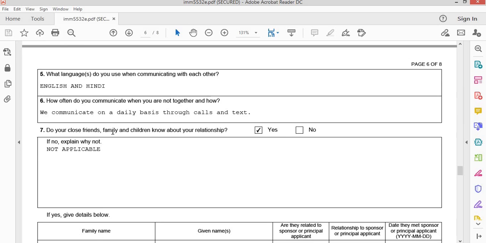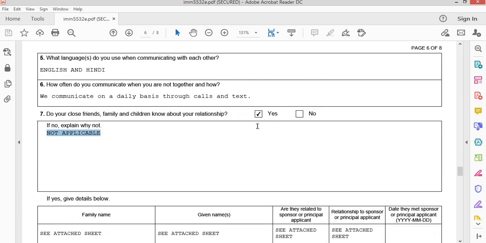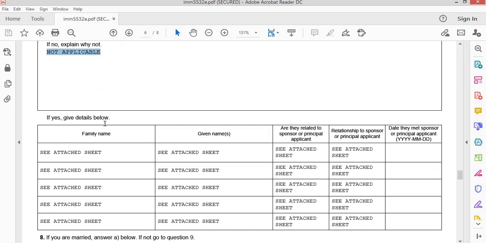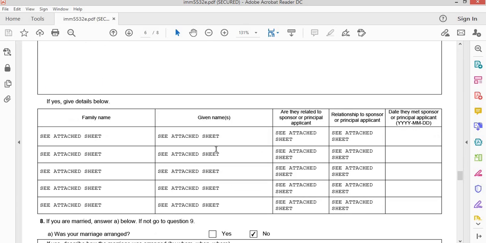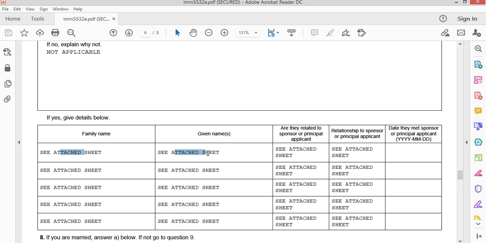Do your close friends, family, children know about your relationship? If they do, mark it as yes. If they don't, then you have to explain as to why they don't know about your relationship. But if they do, you have to also provide the information over here. Family name, given name of the person who knows about you. Also, you have to write as to who this very person is related to.